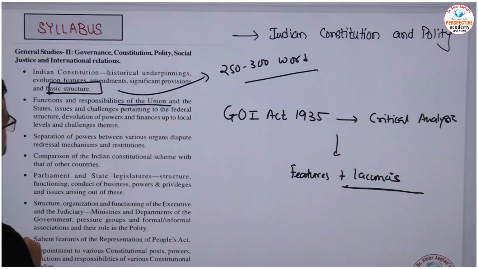That I did deliberately, because generally what happens, everyone stresses upon sources, that you have to read this, you have to read that. But the crucial part of how to analyze PYQ, how to link them and how to prepare a content worth 250 to 300 words, that is being skipped. So we discussed that first, and now we are coming to primary resources.